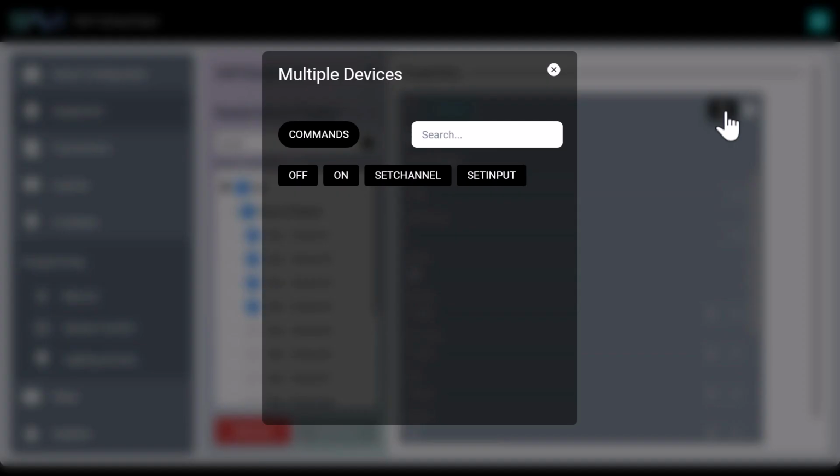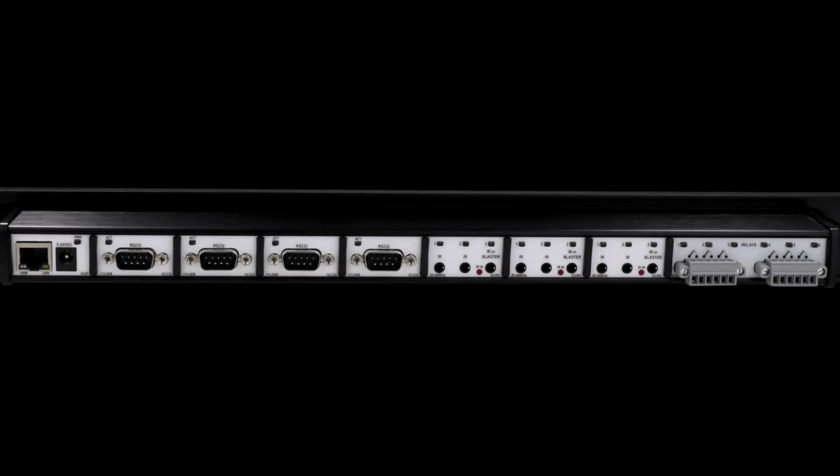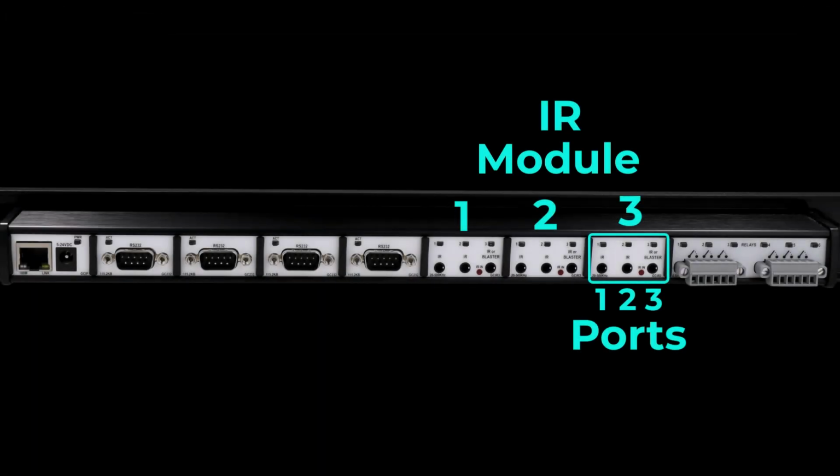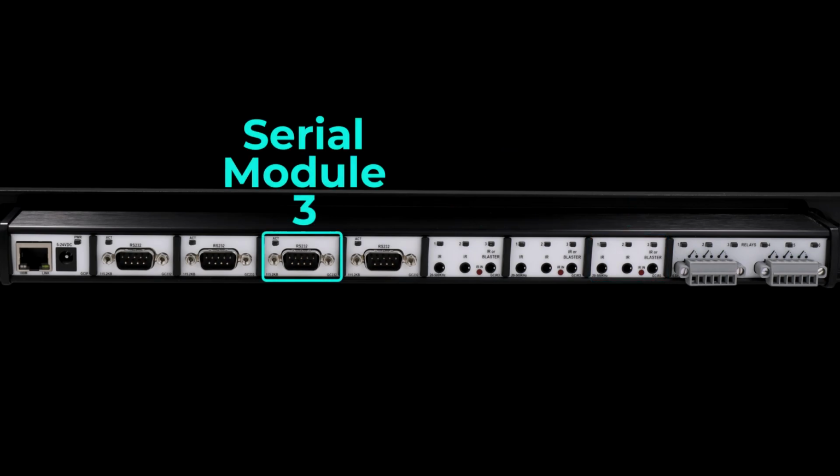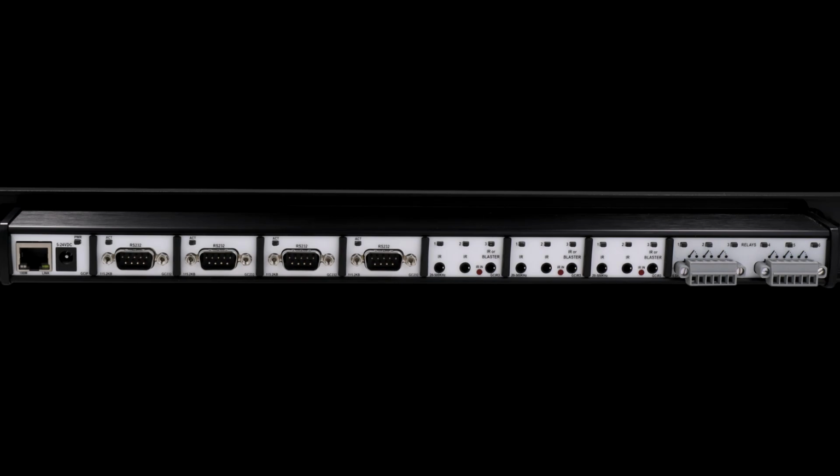Also remember that when configuring the various ports, the numbering method used in SAVI is from left to right. So IR Module 3 means the far right IR module, while RS-232 number 3 is here. Lastly, each port is equipped with a small LED which flashes whenever a command is sent. This can assist with troubleshooting or during the initial setup.